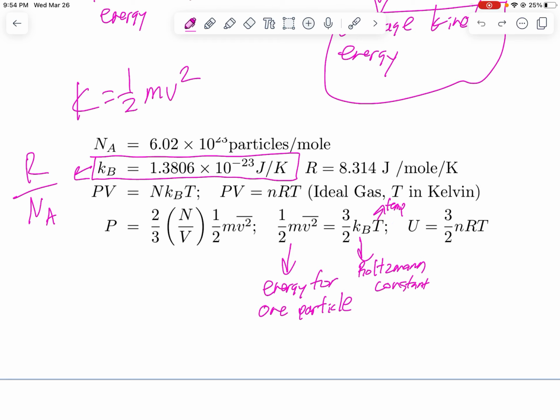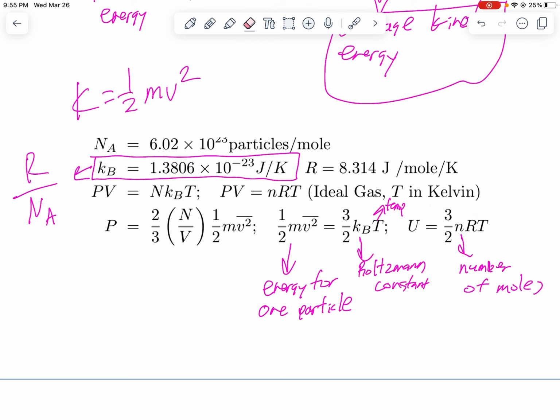So you're going to use the middle one if you're asked to find the energy for one single particle of gas. If you want to find the energy for the total amount of gas, you're going to use the third one, where U is the total amount of energy, n is the number of moles, this big R is the same big R we've been using, and this T is temperature, but again, you have to make sure your temperature is in Kelvin. So you're going to use the third one whenever you're asked to find the total energy of the gas.